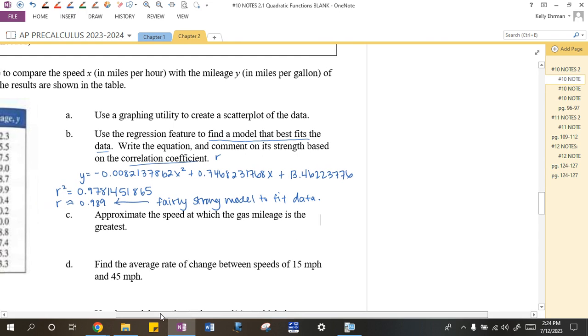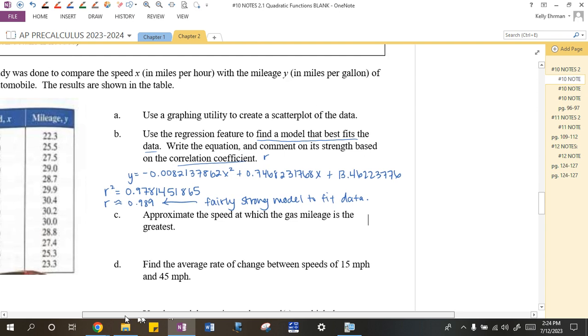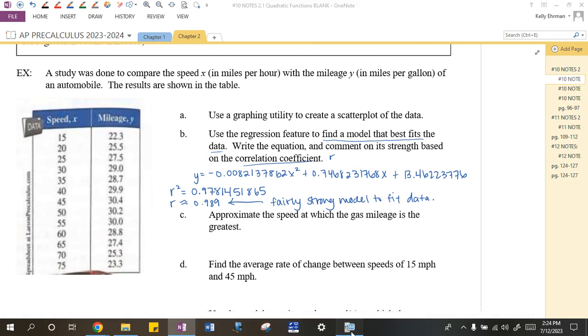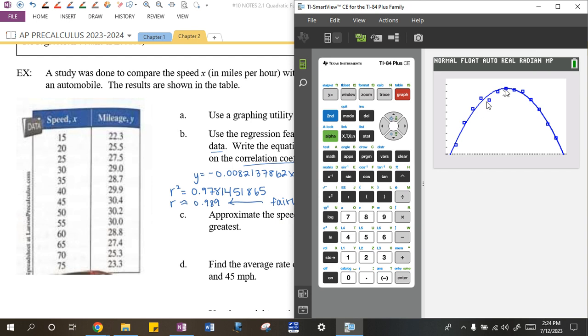All right, approximate the speed at which the gas mileage is the greatest. So take a look at your graph. Approximate means don't pick the greatest one out of this list. So our answer is not going to be 45 at 30.4. We want what the model says. It should be something close to that.